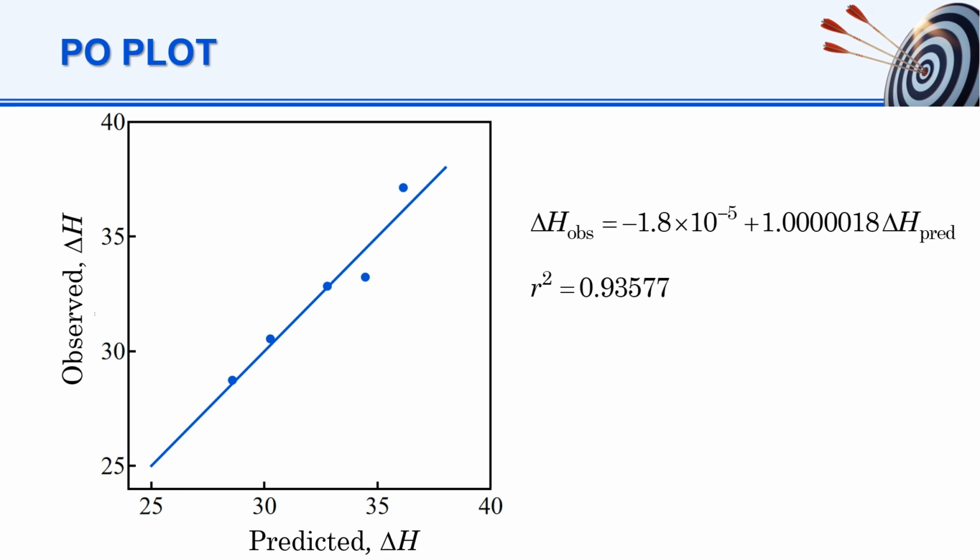When we apply linear regression to the predicted observed data, the slope and the intercept of the line are 1.18 after 5 zeros and minus 1.8 times 10 to the minus 5, respectively. This would be considered ideal. Moreover, note that the r-squared value reported here is identical to that of the previous linear regression. However, in nonlinear models, the r-squared values of the PO lines are different.